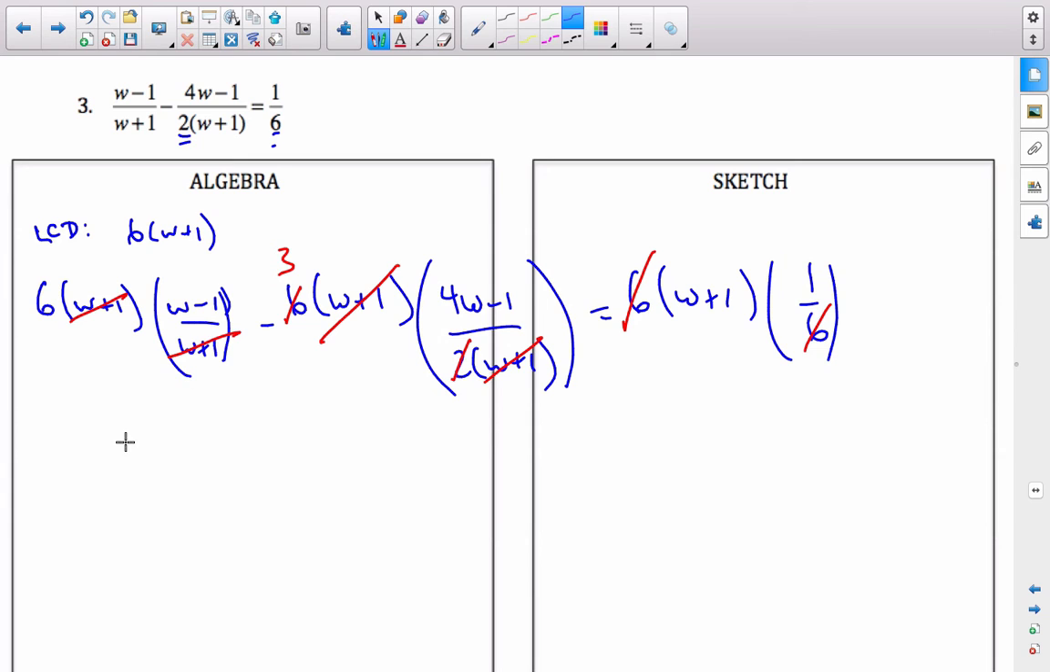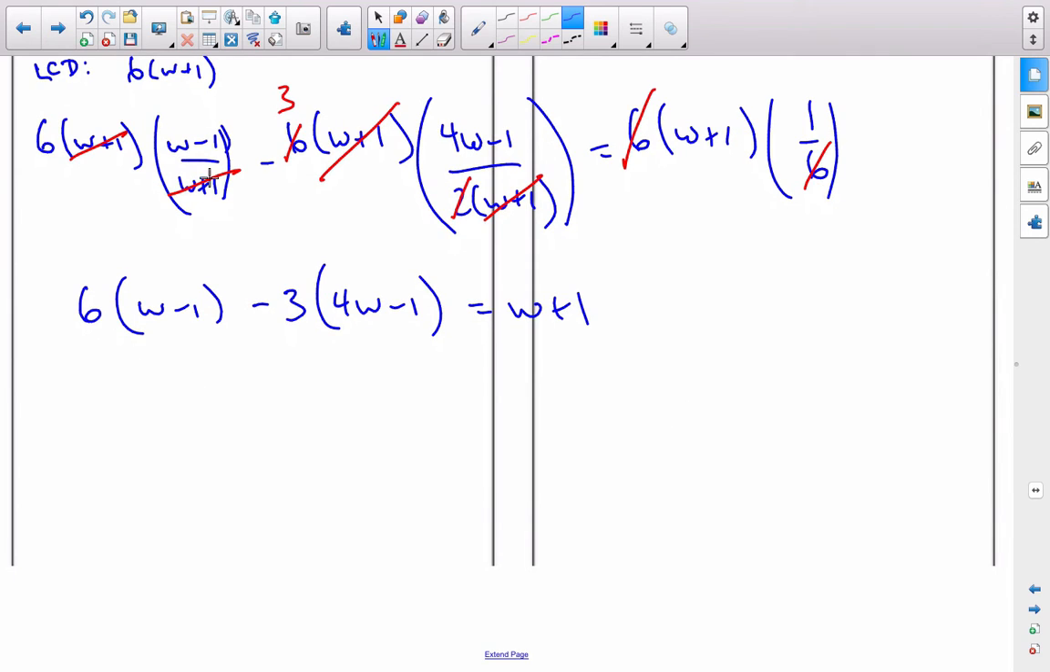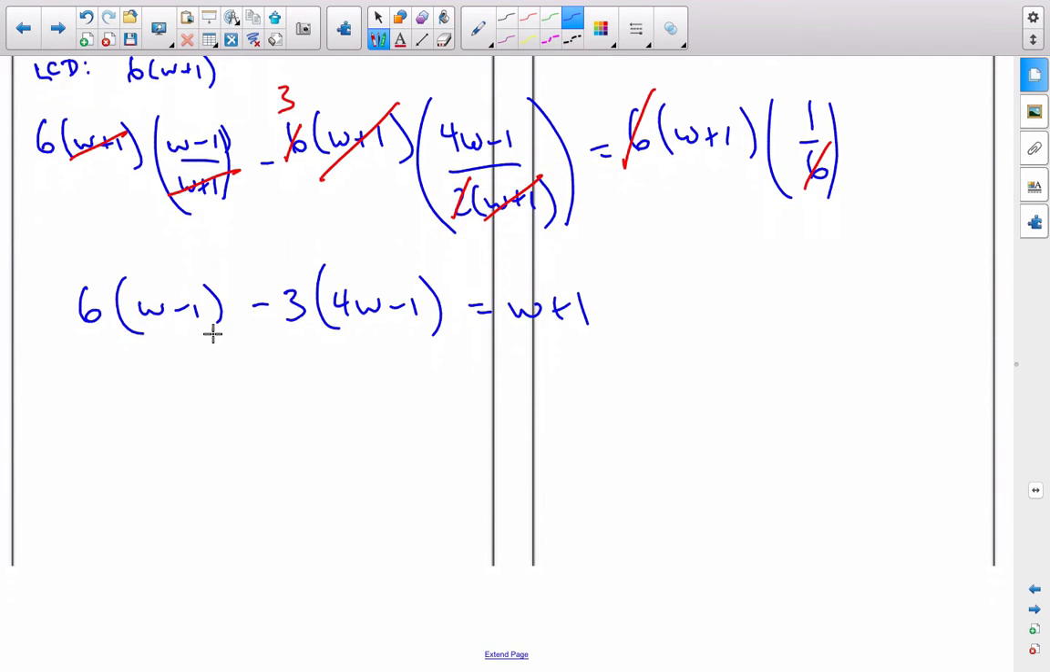And so what I'm left with is 6 times (w minus 1) minus 3 times (4w minus 1) is equal to w plus 1. Now it's in a far more recognizable form, and I'll go through these steps a little bit faster now because this is the key step. This is so important here. And we're taking a hard problem that looks really messy and we're making it easier. That's the whole purpose of this.